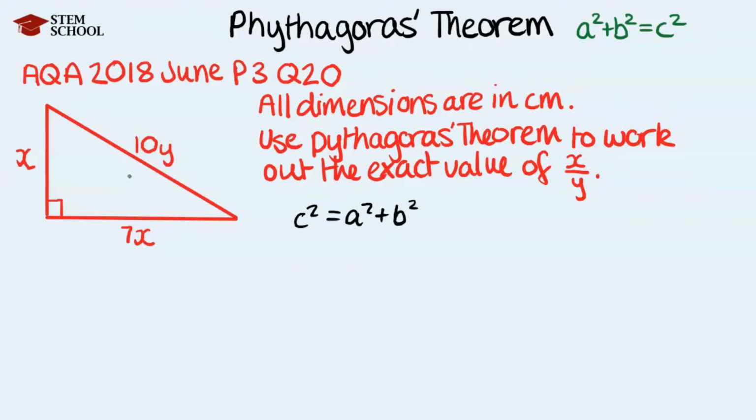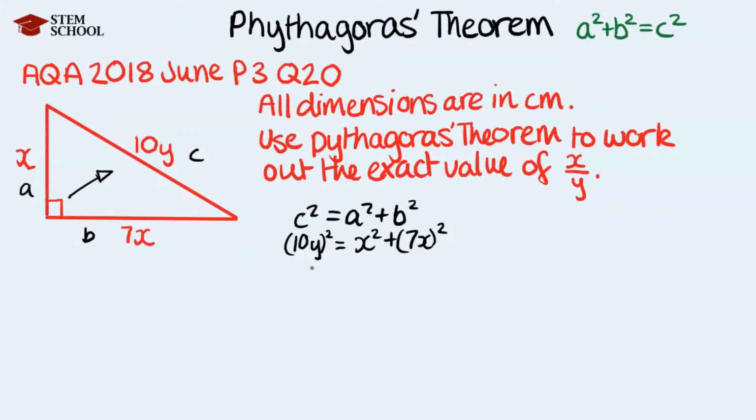What we can do is label a, b, and c quickly. So the side opposite the right angle will always be c, and then we can have a and b, just like that. What we have to do is just sub it in. Okay, so we have 10y, and then be careful, you're going to put the square on the outside of the brackets, alright? Then we have x squared plus 7x, then all squared. Okay, so just be careful with the squaring.